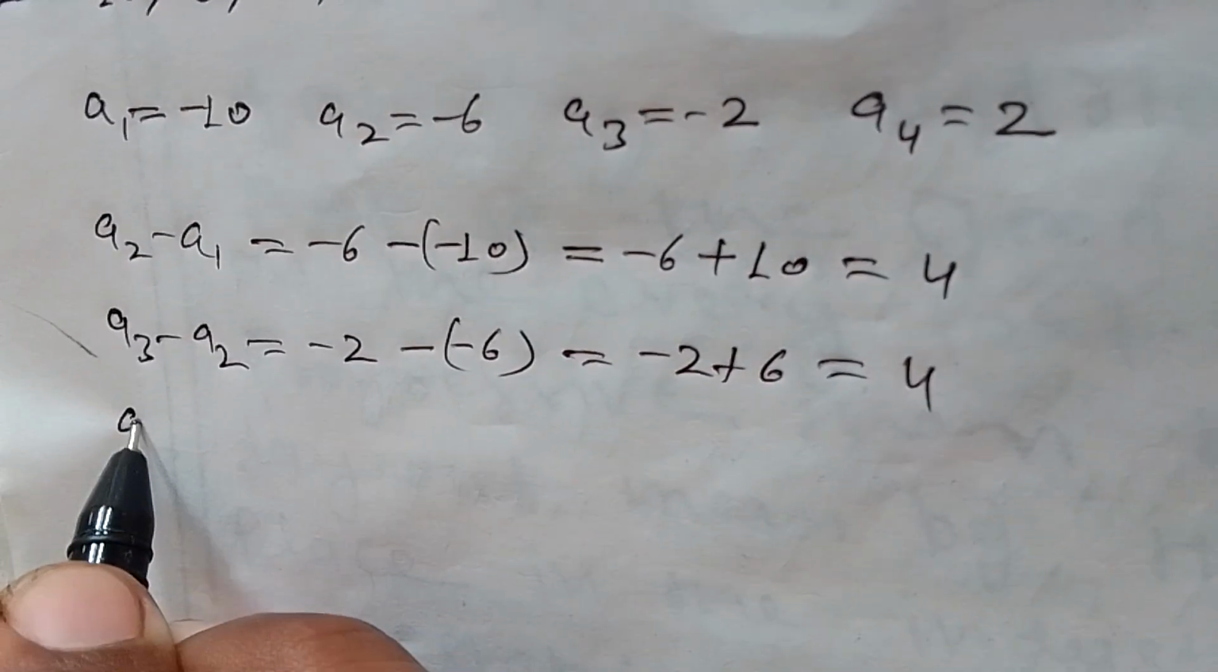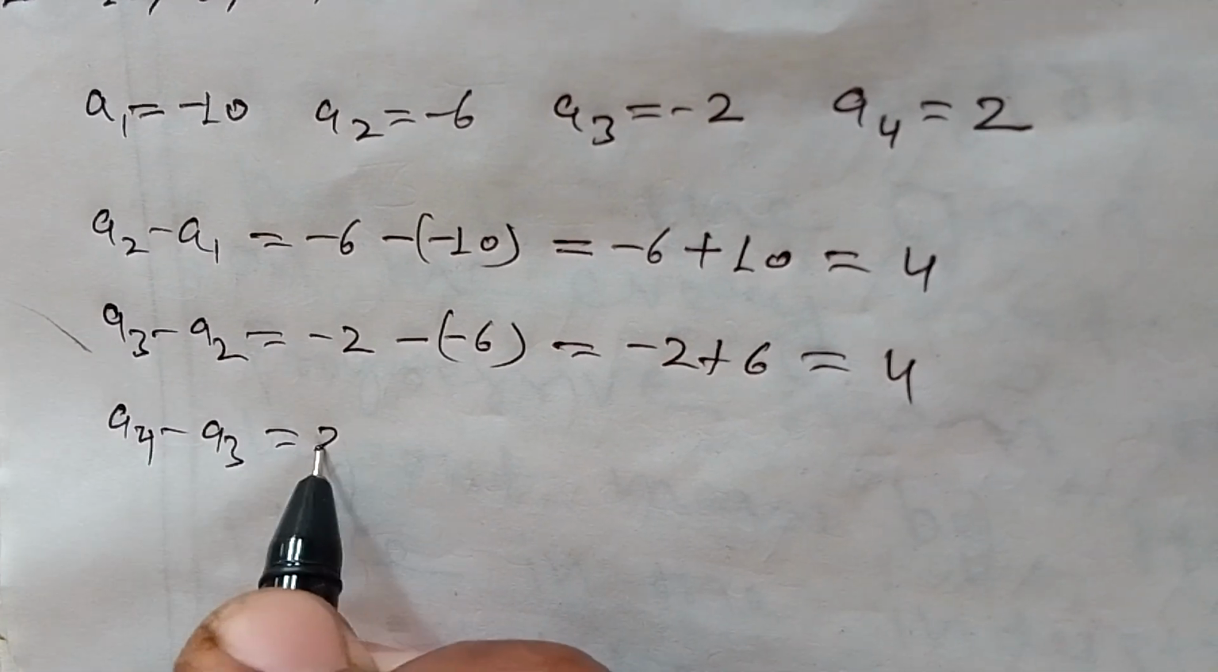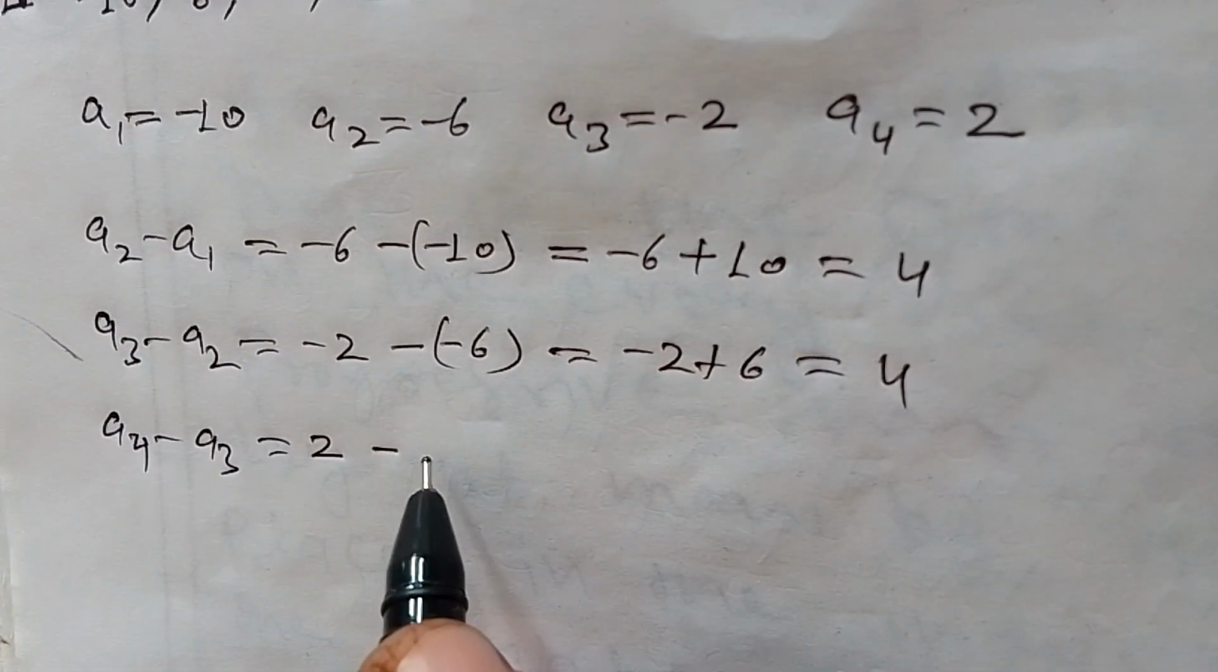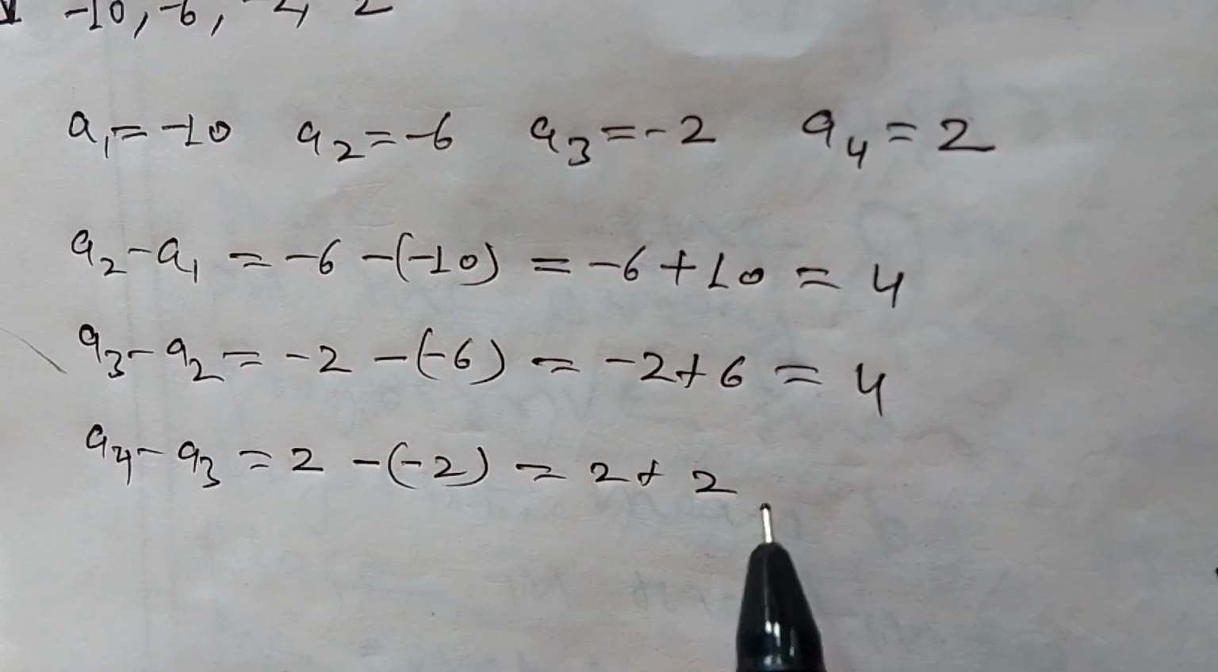Then A4 minus A3, that is 2 minus (minus 2), that comes out to 2 plus 2, that comes out to be 4.